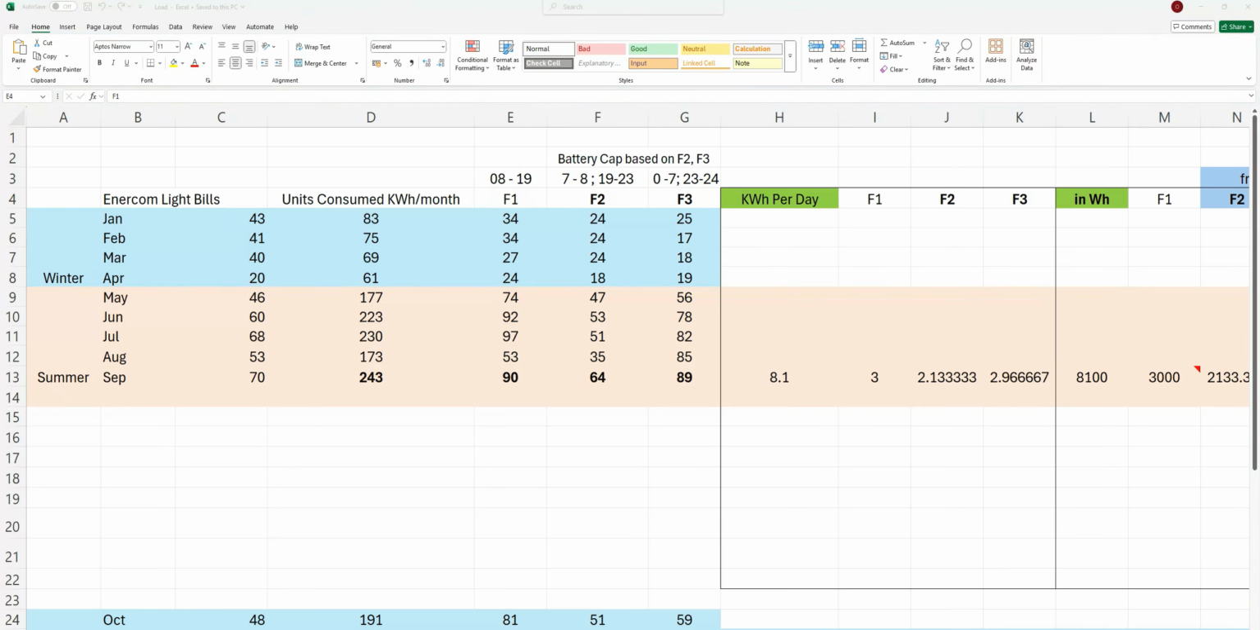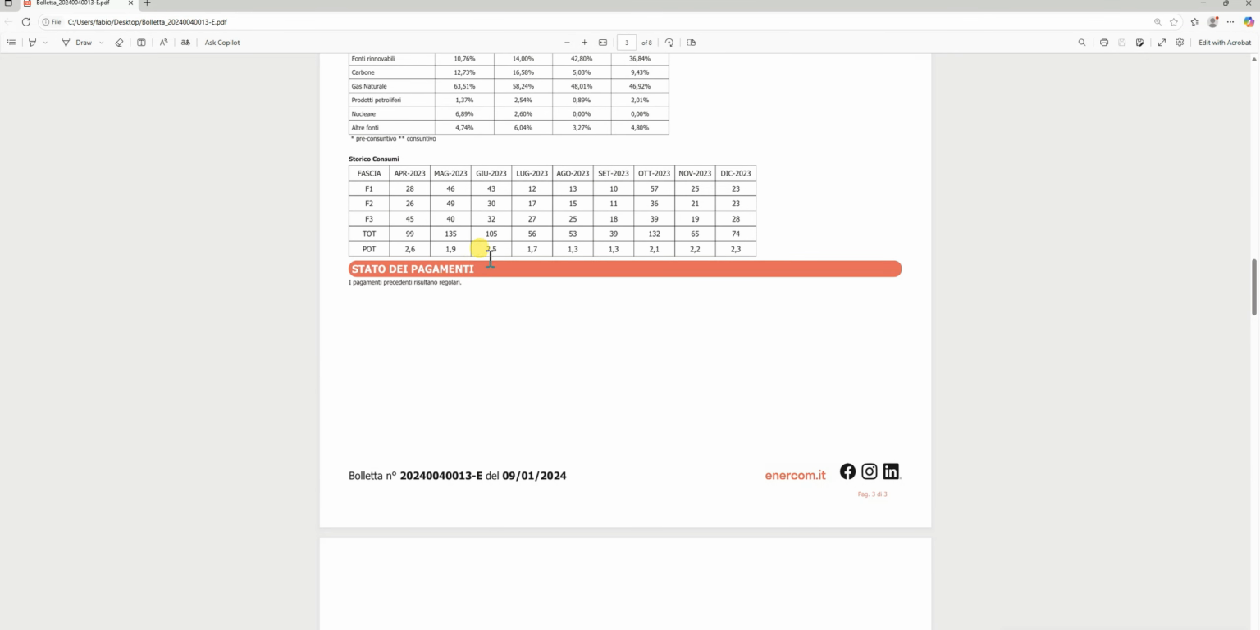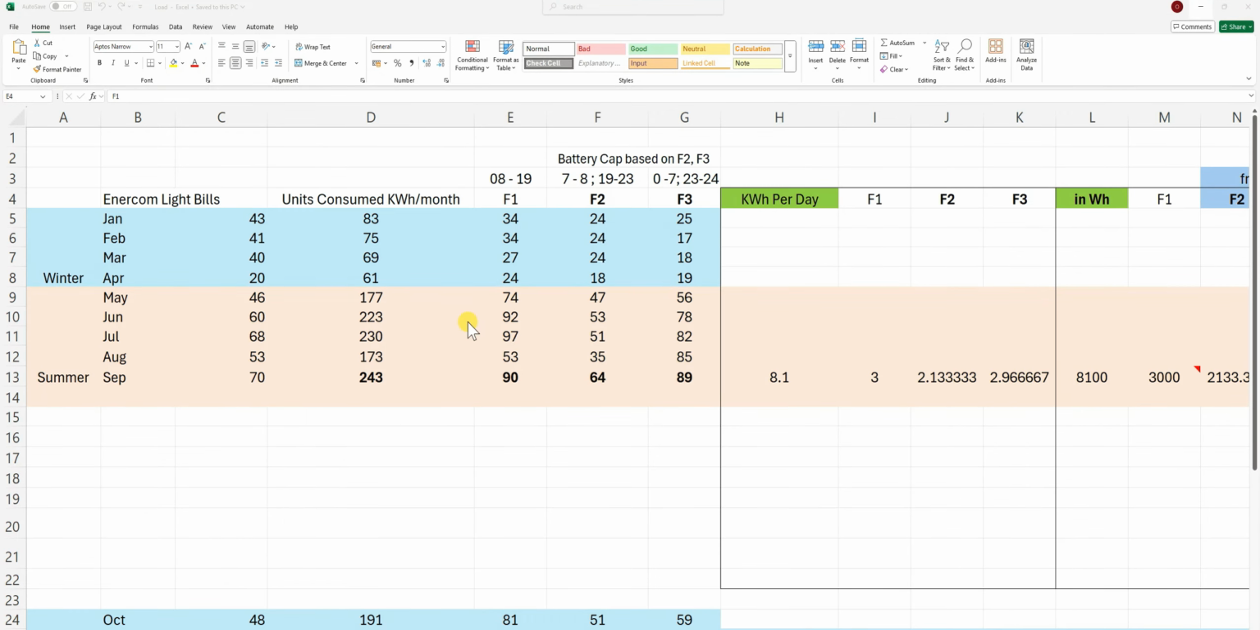So for example, if I show you my electricity bill, if you go here, you can see they give me phase 1, phase 2, phase 3, F1, F2, F3, total power in April 2023, and then the whole year 2024, 2025, it depends. So I will take all these values, and I will know my consumptions with respect to each month.